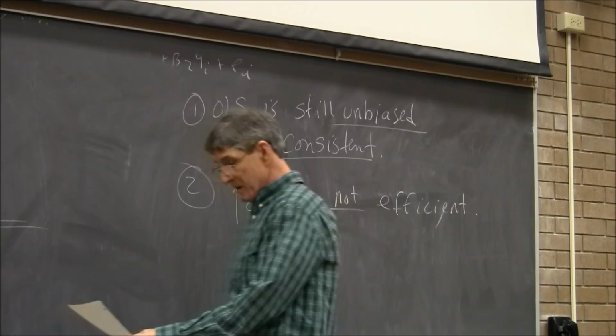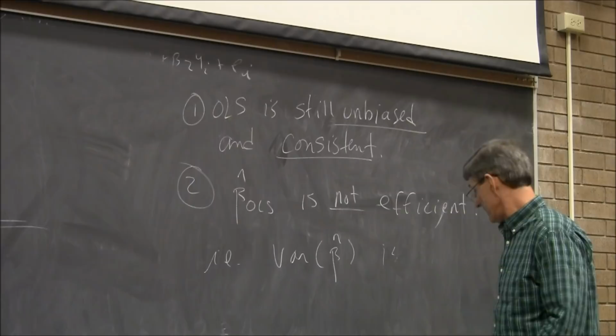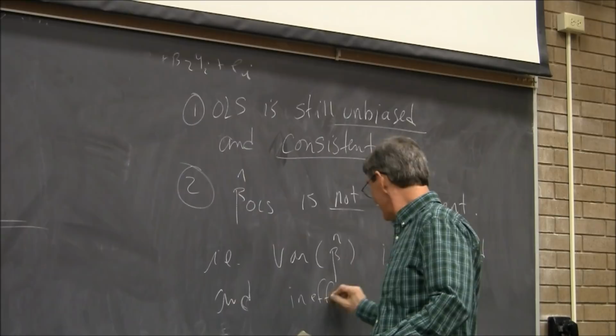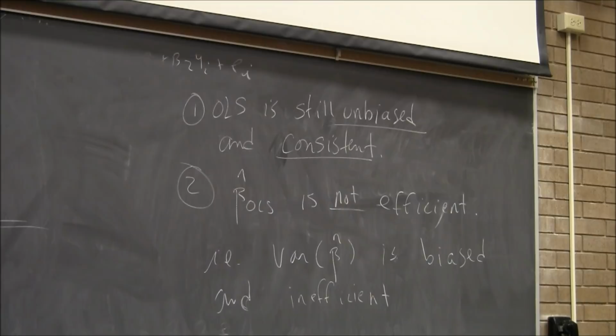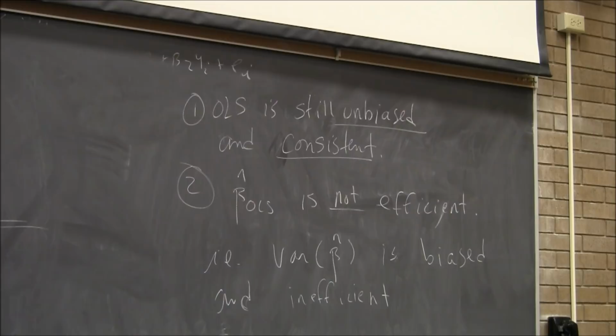That is, the variance of beta hat is biased. Biased and inefficient. The beta hat's not efficient because its variance is too big or too small. You don't have the right variance for beta hat. We're jumping ahead of ourselves a little bit here, but the reason is pretty simple.